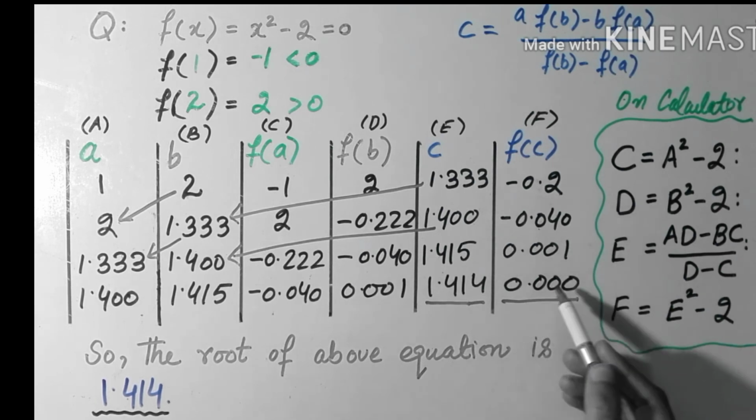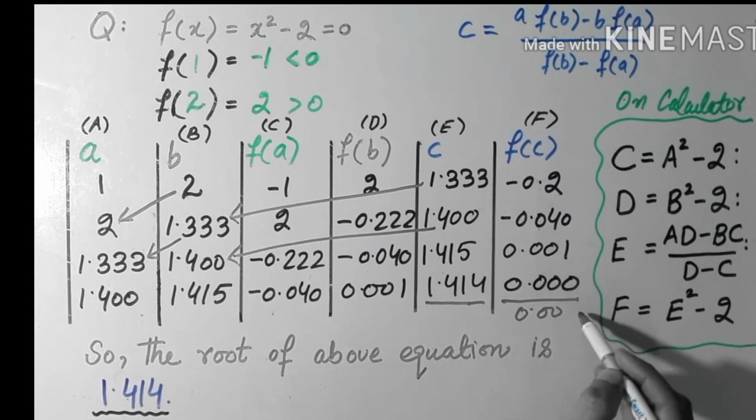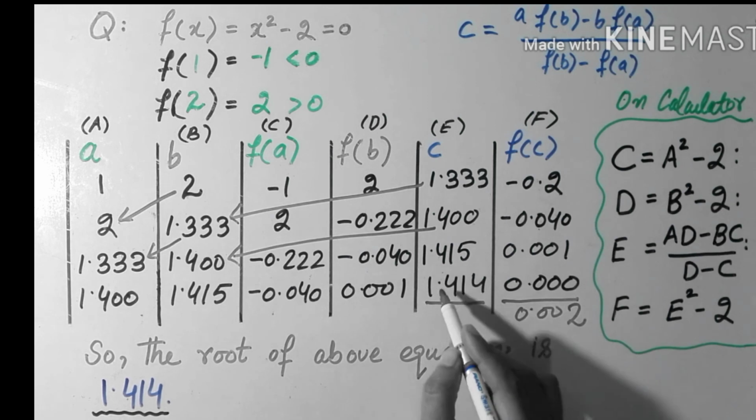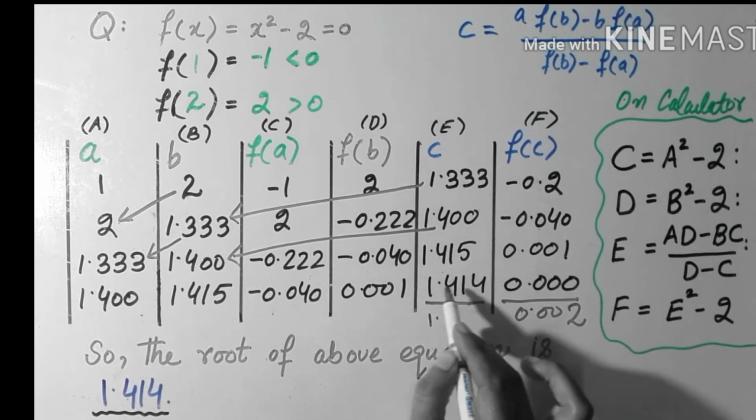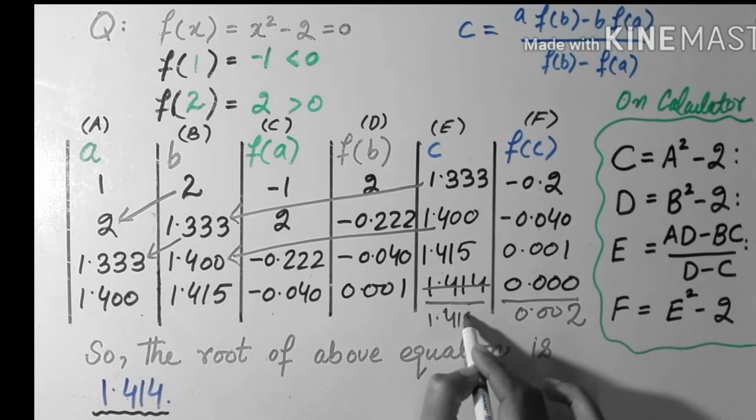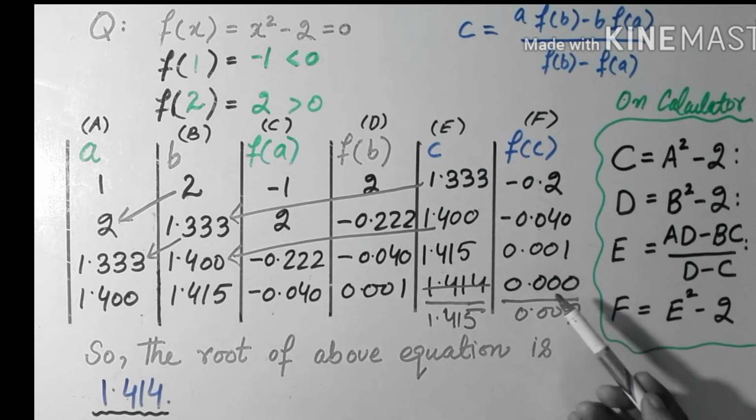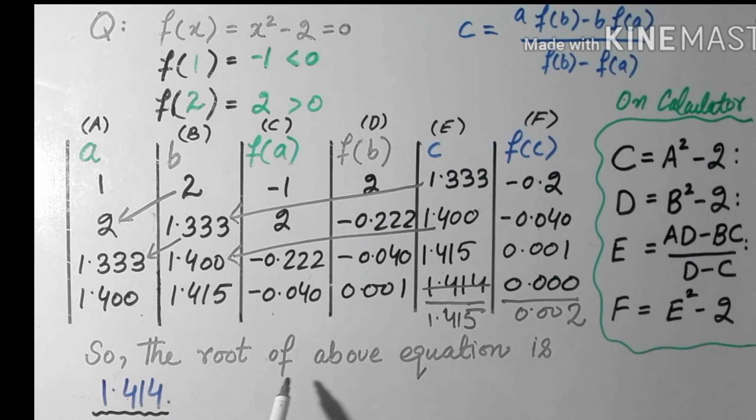Suppose the value was not 0.000 and was something like 0.002. We will proceed until we get the value like 1.415 repeating, and at that point we will terminate our process. So in this case, since the value of f(c) becomes 0.000, our process terminated here, and the root of the above equation is 1.414.